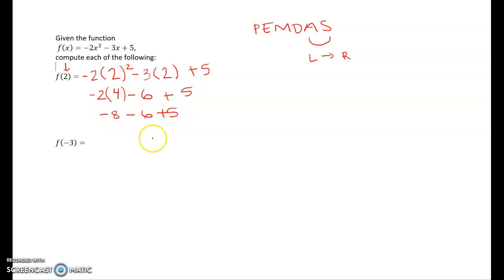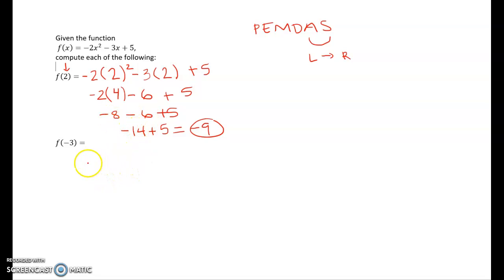So negative 8 minus 6, we are at negative 14. Now negative 14 plus 5 will end up with negative 9. And that will be our final answer on that one. Okay, so just make sure you're taking it systematically, step by step. Don't skip too many steps till you arrive at the correct answer. This is a good one to check in your calculator too.